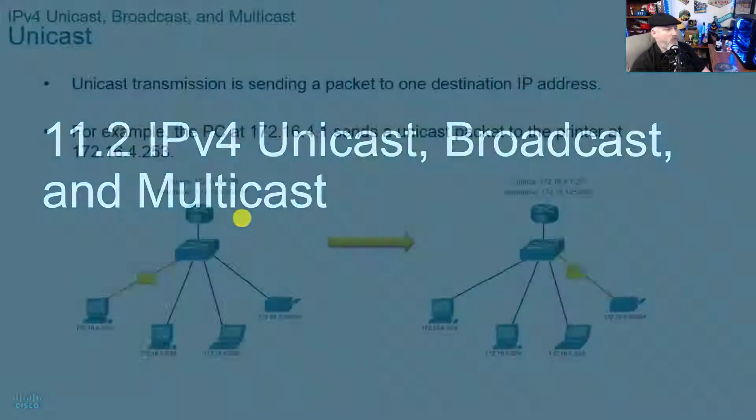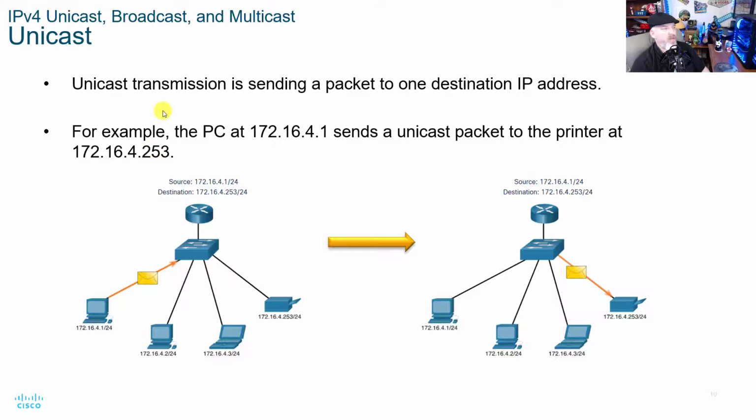IPv4 unicast, broadcast, and multicast. We've talked about these three terms before in previous videos. Unicast transmission is sending a packet to one destination IP address. One destination. The example here is PC 172.16.4.1 sends a unicast packet to the printer at 172.16.4.253. It's a one-to-one unicast.